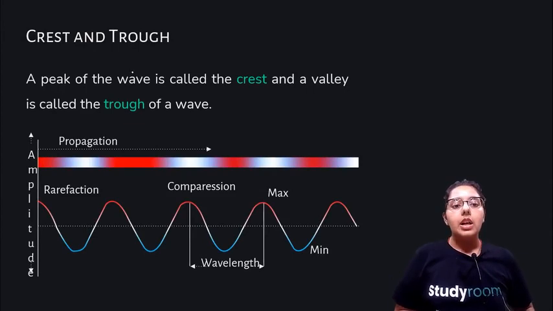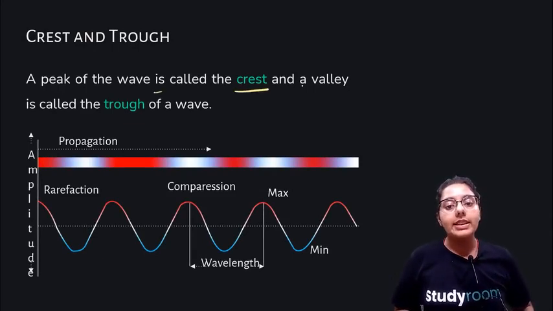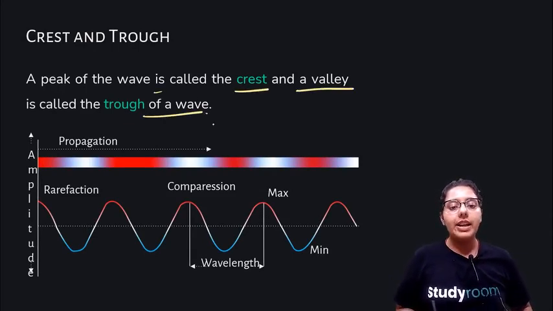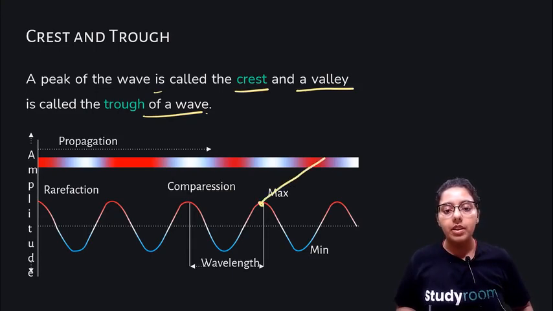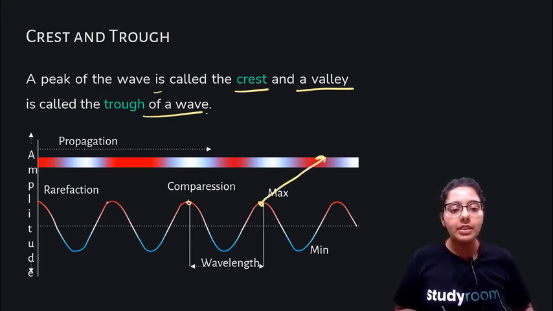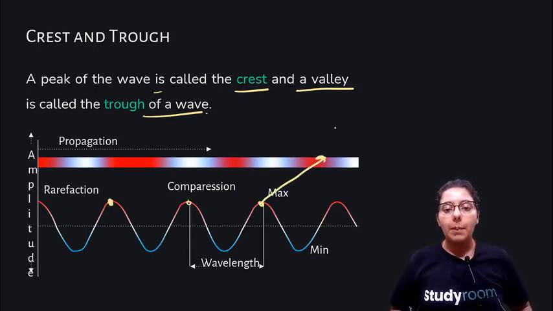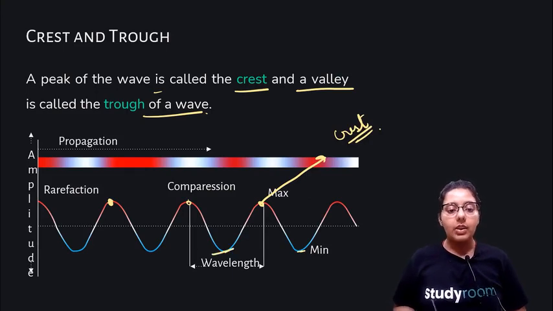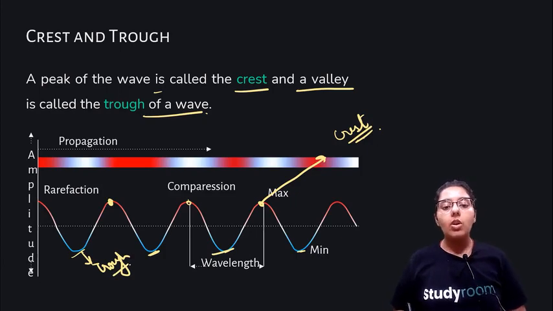Crest and trough. A peak of the wave is called the crest and a valley is called the trough, right? So these all are your peaks, uppermost, topmost. This is your crest and these are your valleys. And what are they called? Trough, okay? So this is how the wave is propagating.